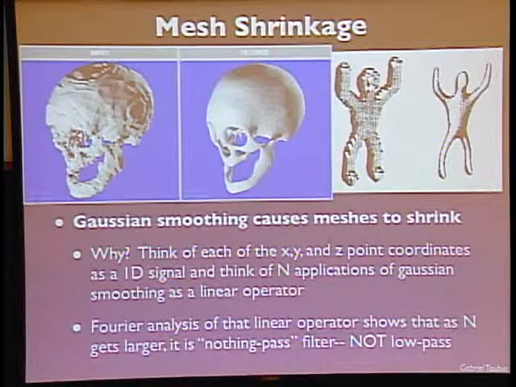Well, what I'm telling you here is that if you do enough of these iterations of Gaussian smoothing, it goes from being a low pass filter to a no pass filter, which means that eventually you don't let anything through at all. Yeah?